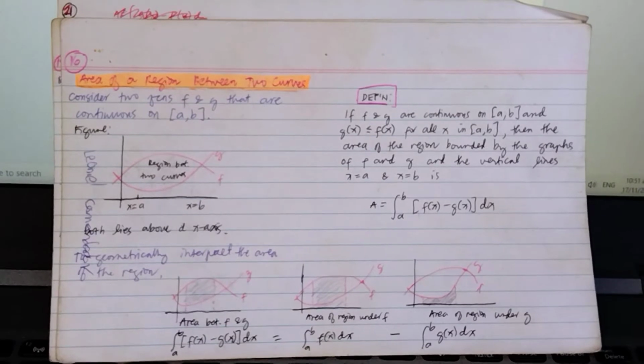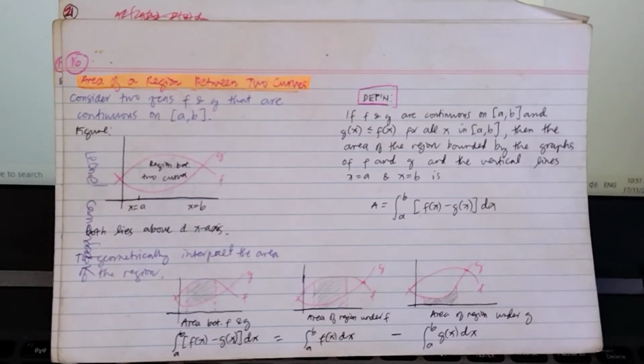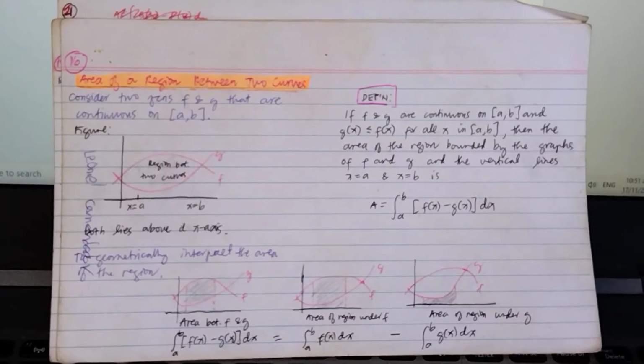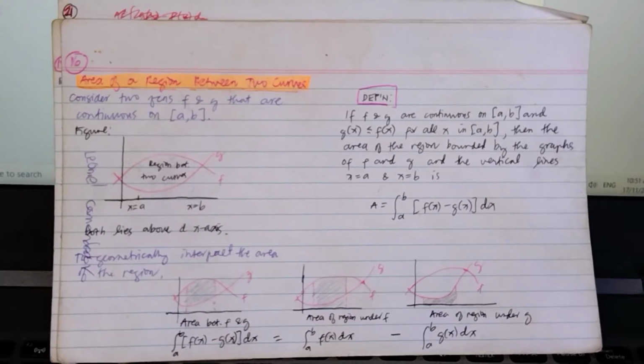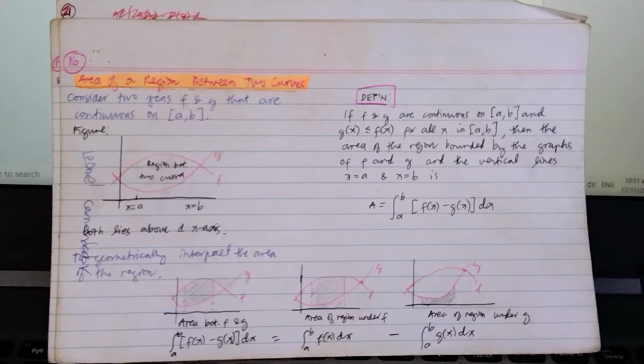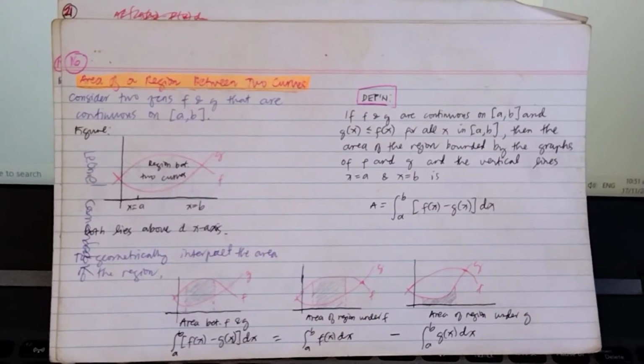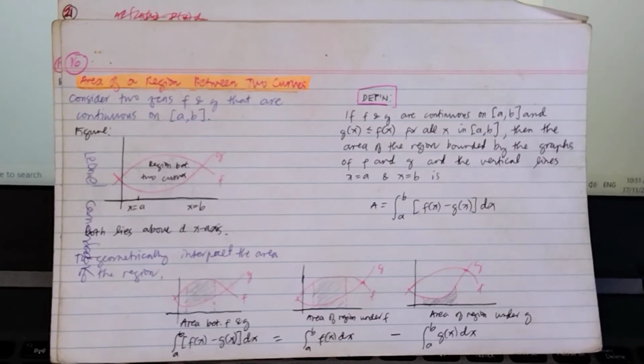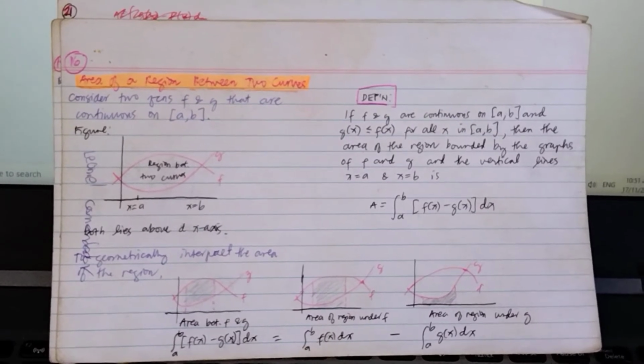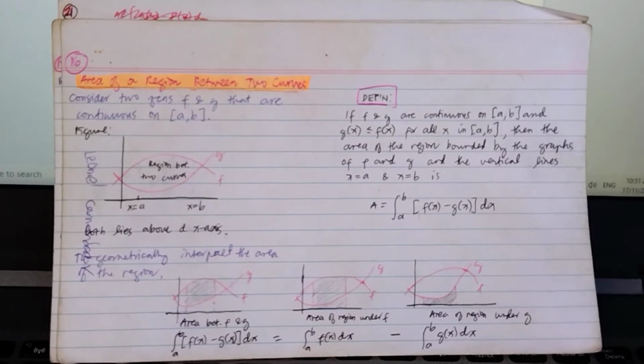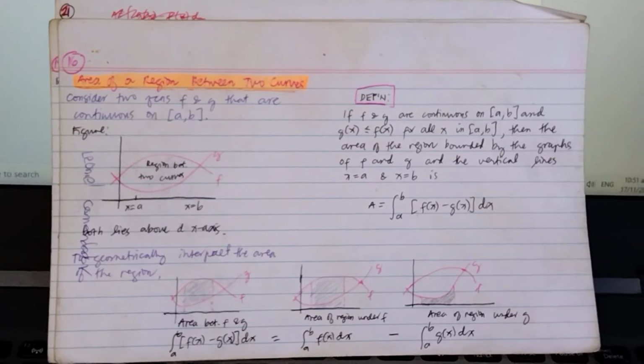Or in other words, to obtain the formula in finding the area of a region between two curves, we need to consider the definition. Now we have here, if f and g are continuous on the closed interval [a, b], and g of x is less than or equal to f of x for all x in the closed interval [a, b], then the area of the region bounded by the graphs of f and g and the vertical lines x is equal to a and x is equal to b is equal to the definite integral of f of x minus g of x dx from a to b.